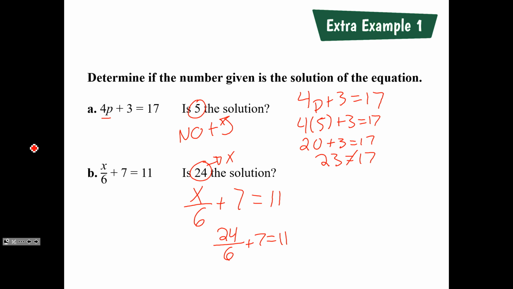Now we need to simplify the left-hand side of the equation. So what's 24 divided by 6? 4. And then we have our plus 7 is equal to 11. What's 4 plus 7? So 11 equals 11. Is that true? So that means 24 is a solution. So we would say yes. Does anyone have any questions on that?